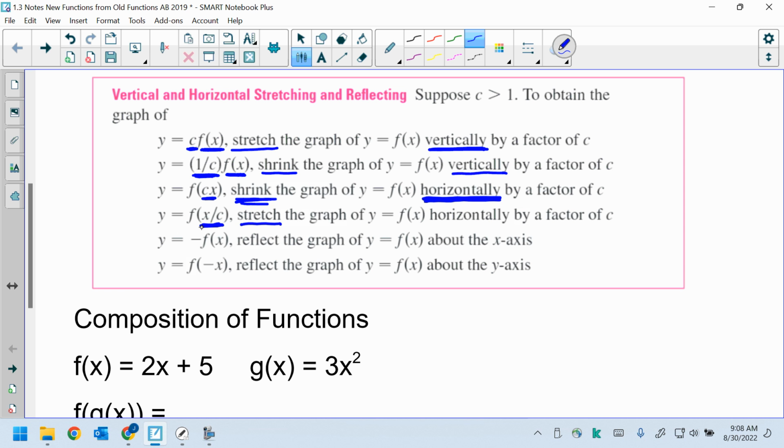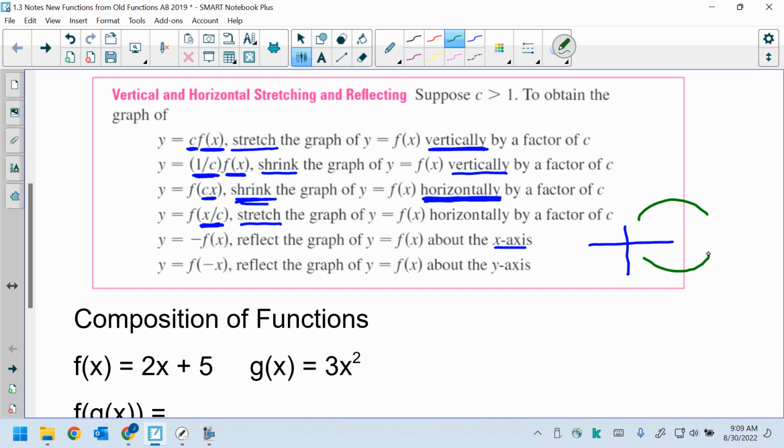Now what if I want to reflect over the x-axis? Think of having some function. Let's make this one green. And if I want to reflect that over the x-axis, I guess it would look like this.